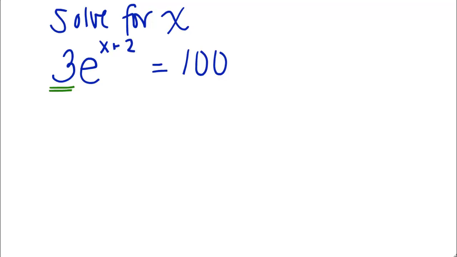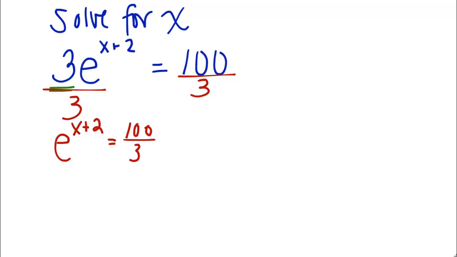The way we can get rid of it is divide both sides by 3. So now I have e to the x plus 2 equals 100 thirds. Again, to avoid rounding too early, I'm going to leave that number as 100/3. I'm not going to bother rounding that to 33.3 or something like that. Now it looks like exponential form, b to the a equals x, so we can switch to log form.